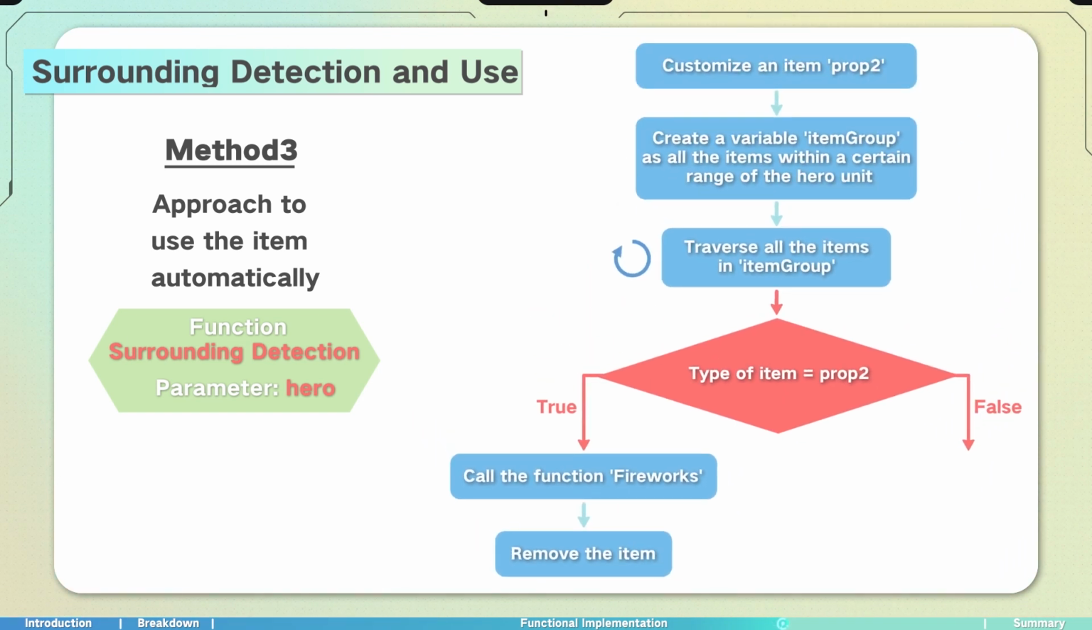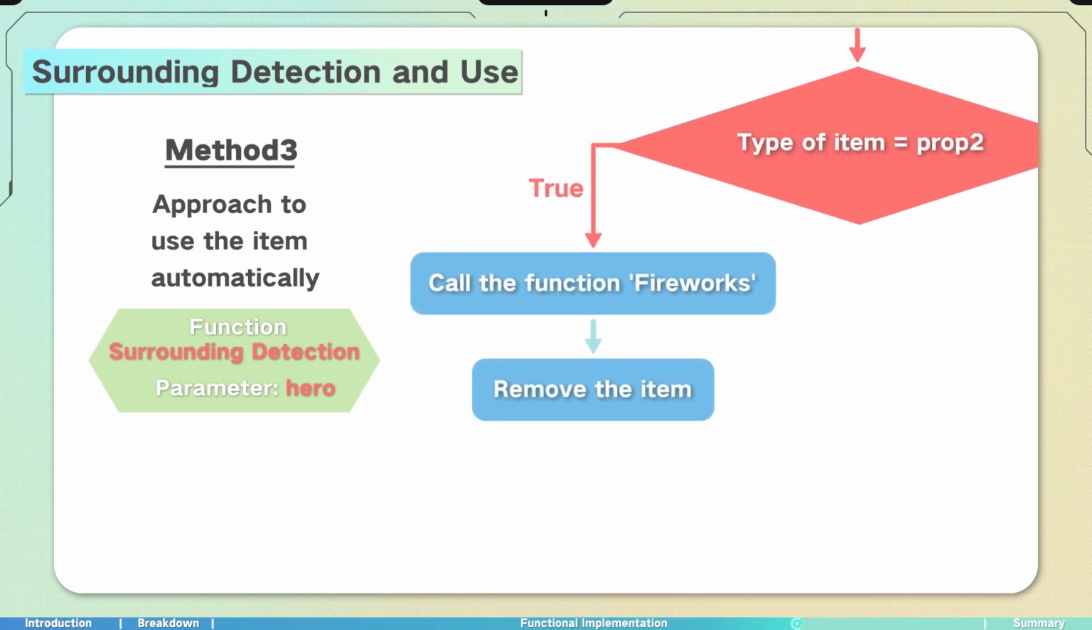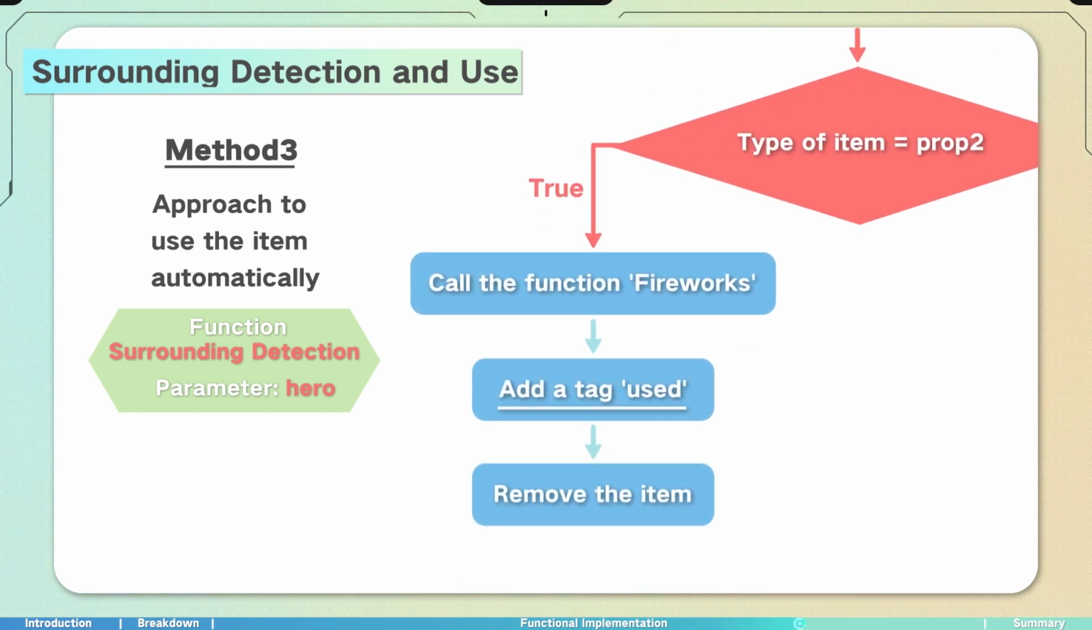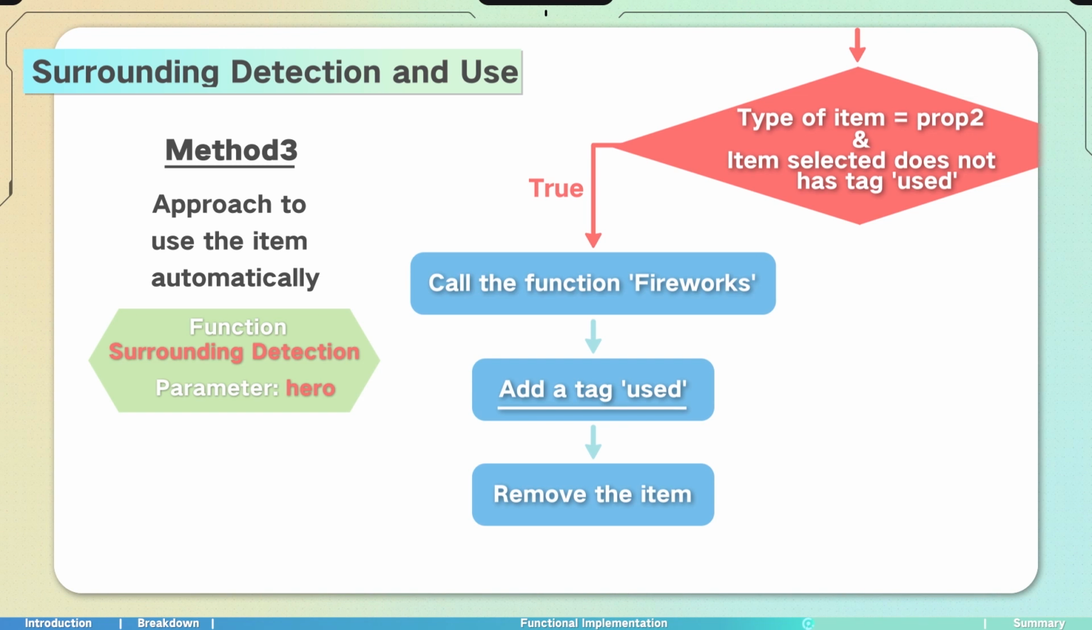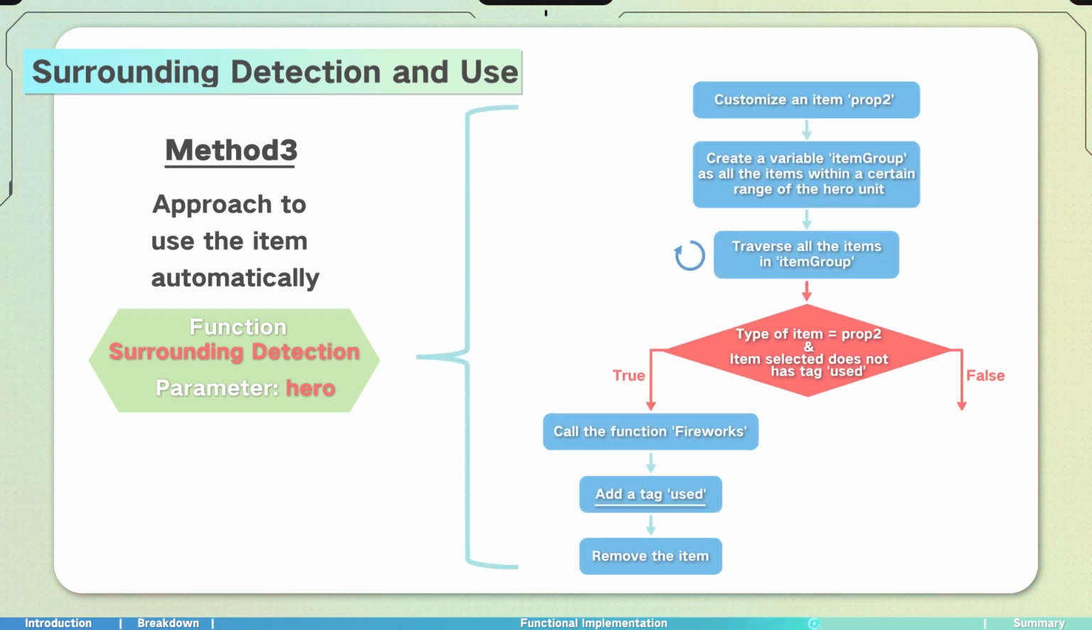Lastly, in Cleekly, the destruction of items may take some time. We need to add a lock to the items to ensure that each item will only be triggered once. Therefore, we add a tag used to the item after using it. An added condition, item selected does not have tag used before performing the actions. In this way, when the item around the hero unit meets the conditions, it will be used only once and locked immediately.